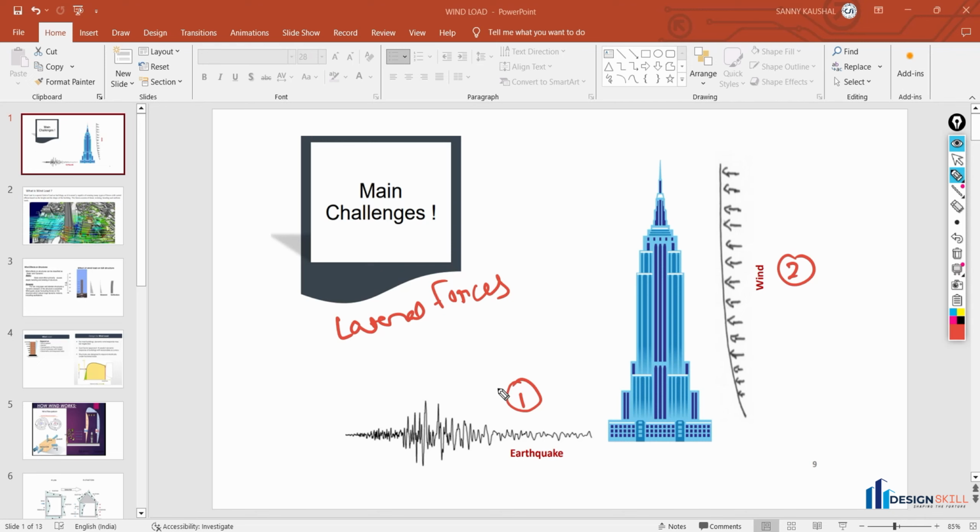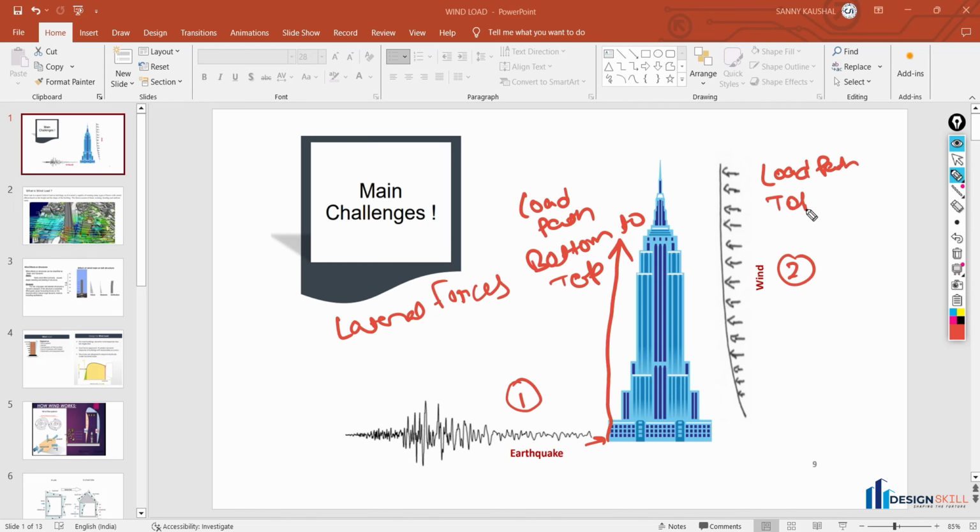If an earthquake strikes this building, then the path of the load distribution will be from bottom to top. So the load path of an earthquake will be from bottom to top. But when the wind strikes this structure, the load path for wind will be top to bottom. So the load will get transferred from top to bottom.